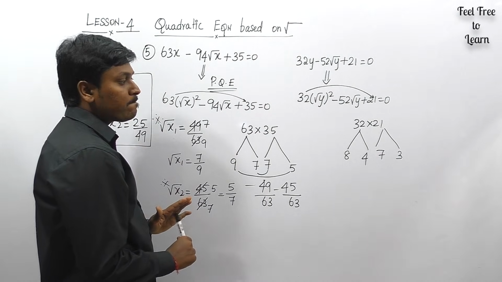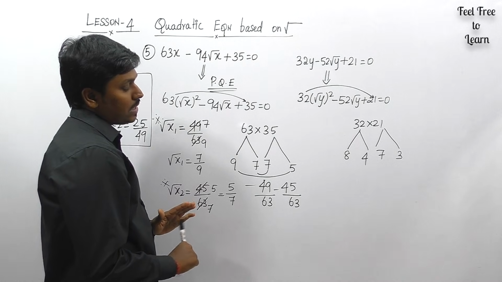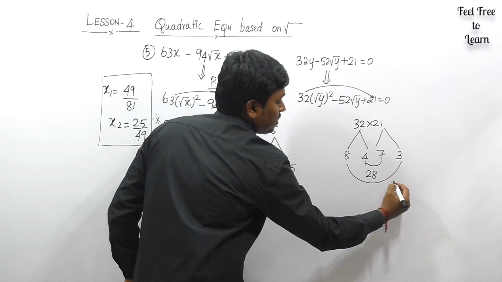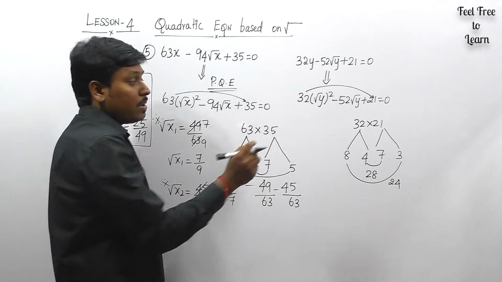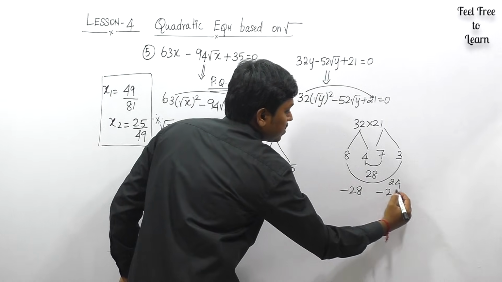So I think 7 4s are 28, 8 3s are 24. So we can bring this. Listen here friends. So 7 into 4 will be 28, right? So 8 into 3 will be 24. So 28, 24, the resultant will be 52. But here it is minus 52. So finally this can be written as minus 28 and minus 24.